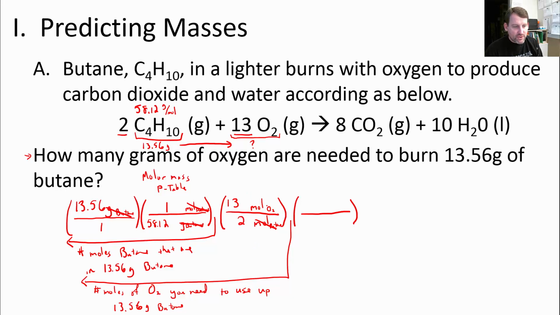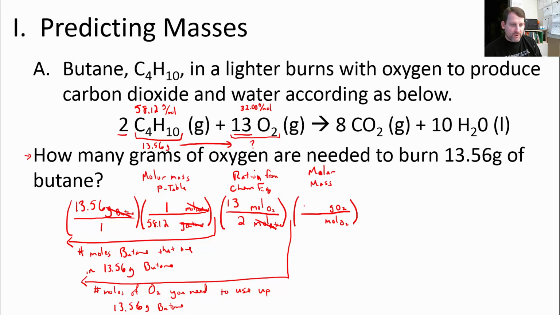So I know my moles of O2 are on top. Oh, and let me write up here that this is the ratio from the chemical equation. And now we're going to use the molar mass again. But this time we're going to use the molar mass of oxygen because we're switching oxygen to grams. So we know the moles of oxygen go here, and that means the grams must go on top. And we can look in the periodic table and the mass of oxygen is 16. So O2 must be 2 times that. So it's 32.00 grams per mole.